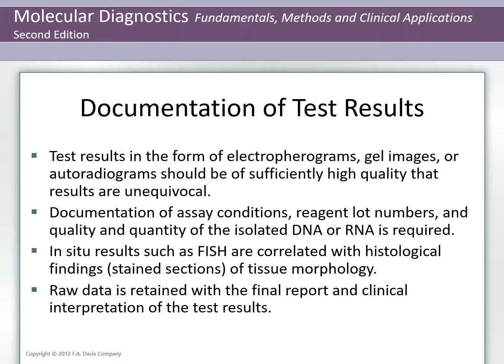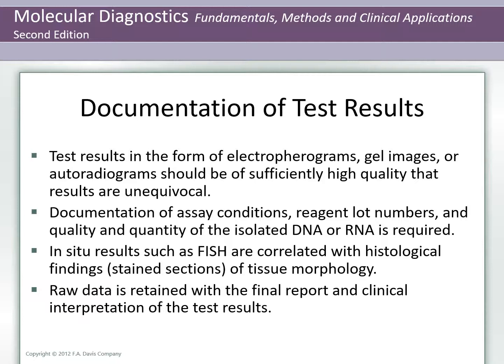Test results in the molecular lab can come in the form of electropherograms, gel images, and autoradiograms, and should be of sufficiently high quality that the results can be determined unequivocally. The different molecular testing outputs should have clear bands or peaks without high background, cross-hybridization, distortions, or other artifacts. Controls should also be clear and consistent and reflect the expected size or level of the analyte.